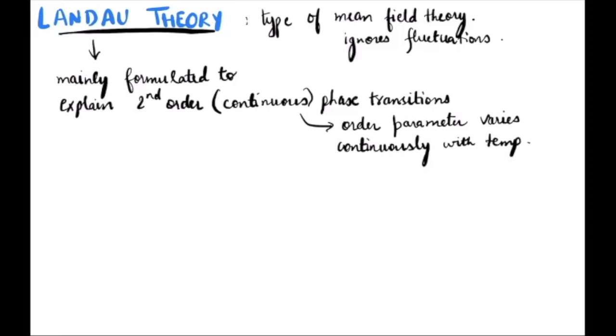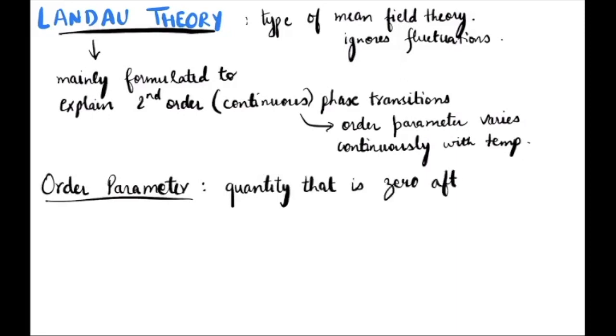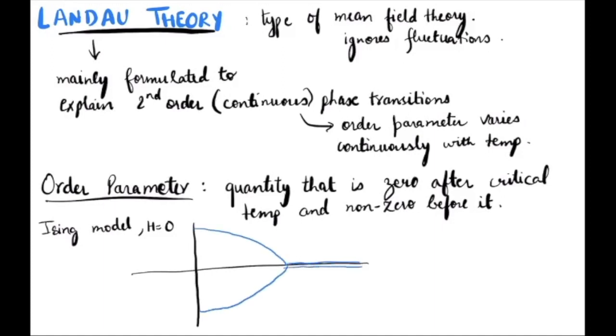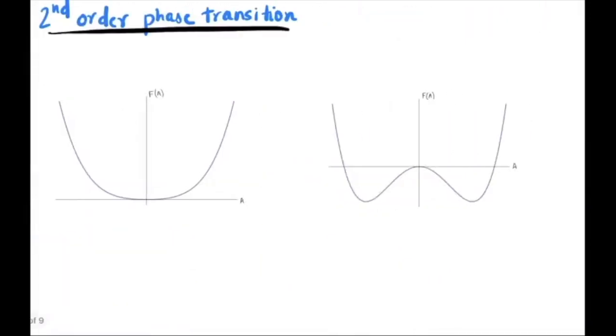So what is an order parameter? An order parameter is a quantity which is 0 above the critical temperature and non-zero below it. If we look at the Ising model, we'll see that magnetization was the quantity which was non-zero below the critical temperature and 0 above the critical temperature. So magnetization is the order parameter for the Ising model.